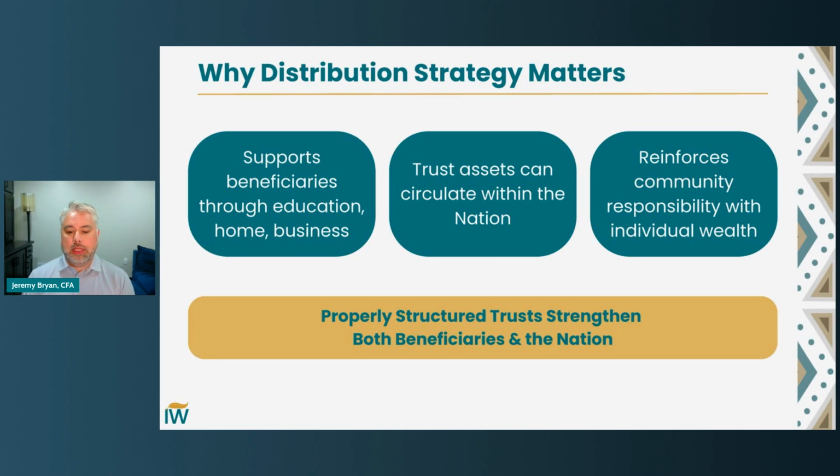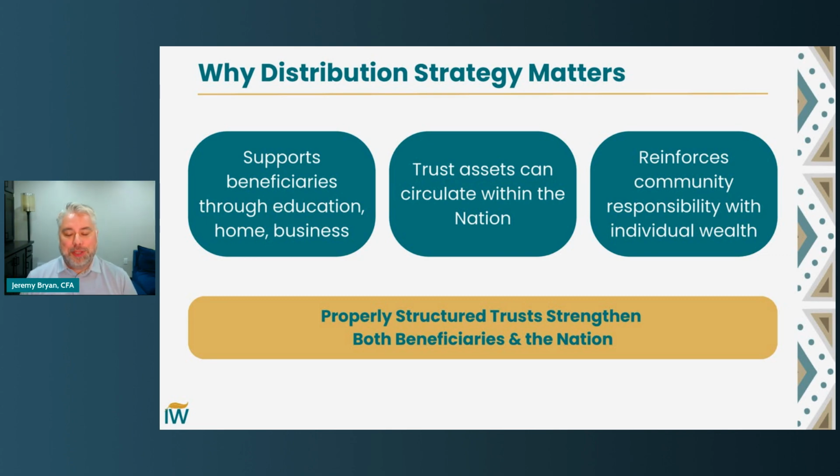Trust assets can circulate within the nation. I think this is absolutely essential, because a lot of this comes back, hopefully. If you provide decent housing, an educational platform, and opportunities for your beneficiaries to start their own businesses, a lot of the time this can regenerate back into the community and create greater stability, greater prosperity, and also greater nation building over a longer period of time. So providing that infrastructure, and having a distribution strategy that focuses on supporting that, can bring benefits back into the nation as well.